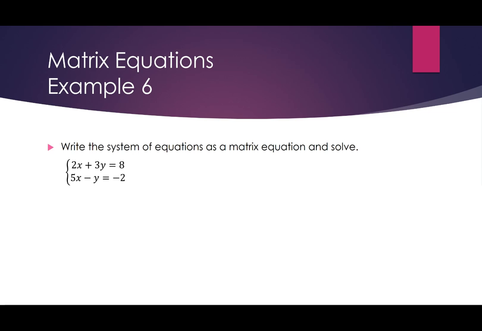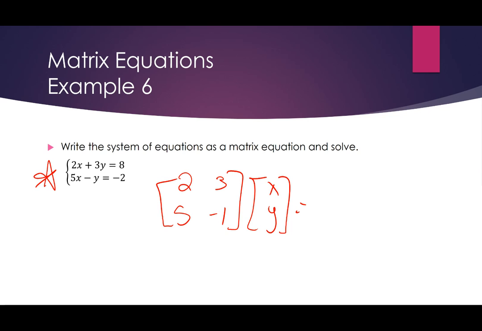All right. Write the system equation as a matrix equation and solve. We can actually just use this in our calculator. We've done these problems before in the calculator, and you can get the answer that way, but let me show you how this translates into a matrix. This is what I didn't really show you the first time. I'll write it down and then work from there. This is the matrix 2, 3, 5, negative 1 times the matrix x, y equal to 8, negative 2.